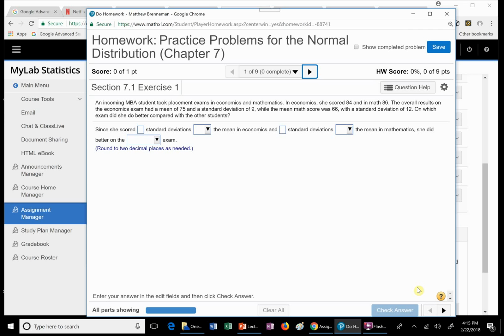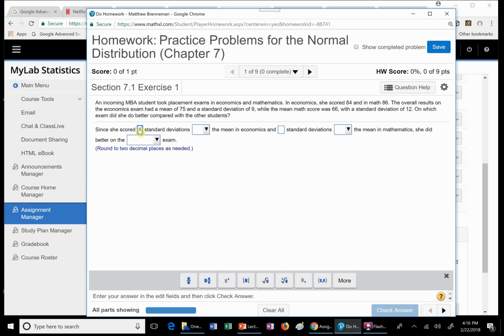So for economics, she scored 1 standard deviation. Is it above or below the mean? How do we know that it's above? The z-score is positive. You can actually just tell by looking at the scores. But when the z-score is positive, it means that we're above the mean. Good. And they want 2 decimal places, so we're going to do 1.67. And again, that was above.